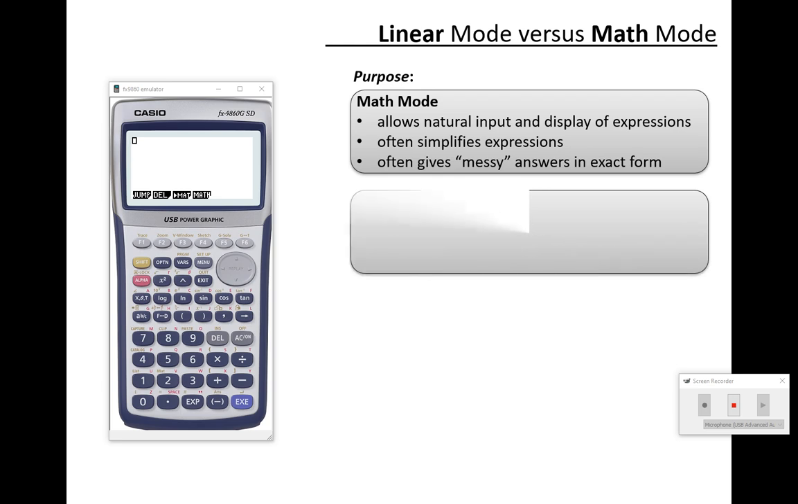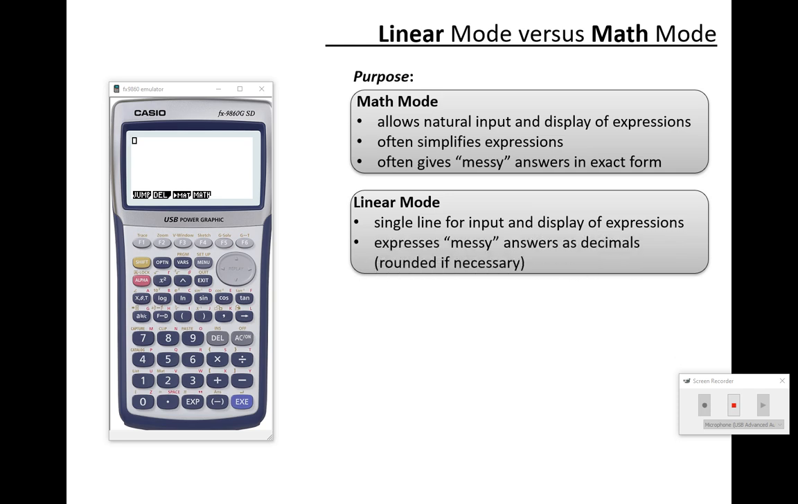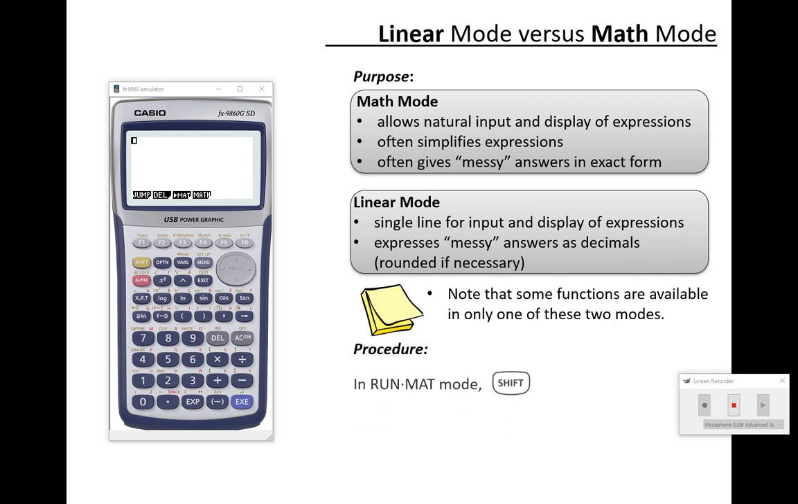Okay, so in math mode, it'll often give messy answers in exact form. So if you got like square root of 8, for example, math mode will handle that better. Linear mode is single line for input and display of expressions and expresses messy answers as decimals. What do you mean by that? Okay, let's do a couple examples. Let's talk about in run math mode.